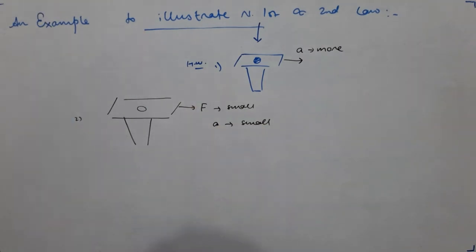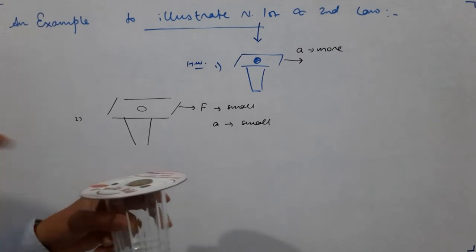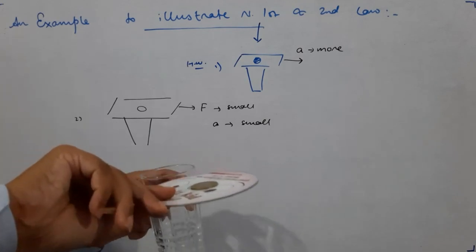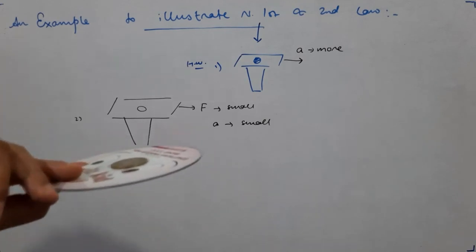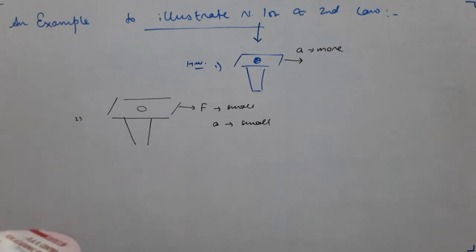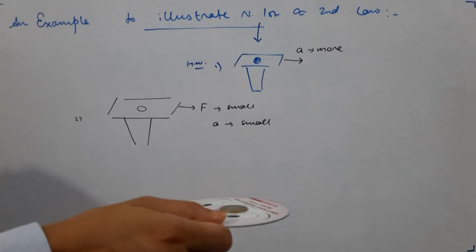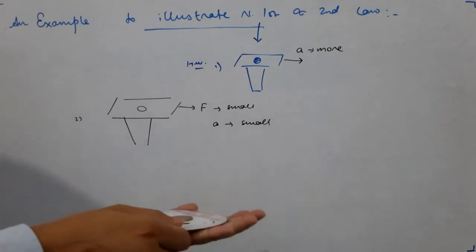First of all, let me ask you a question: in the second case, why did the coin move at all? Let me show it again. So I am asking you the reason for this. Why does the coin not fall into the tumbler? This can be explained on the basis of Newton's second law. When I moved this CD, this coin also moved.